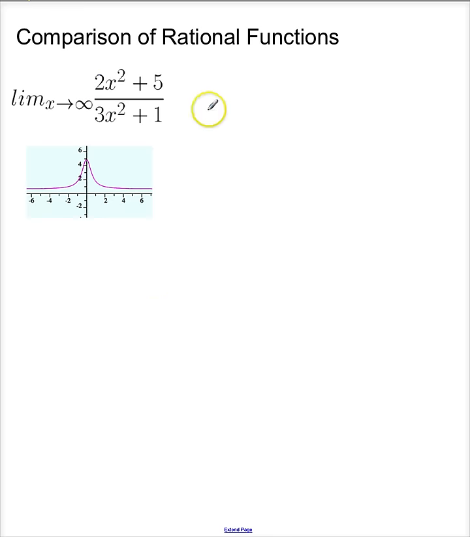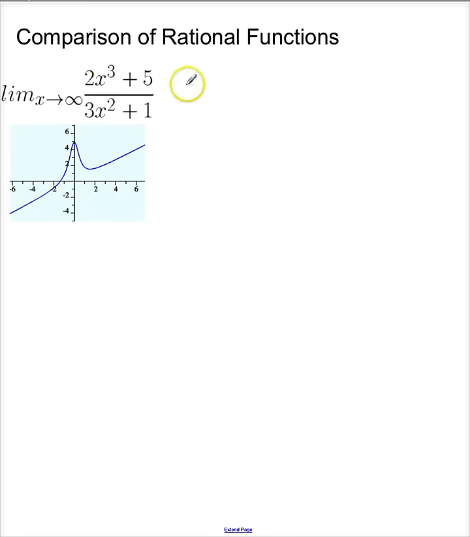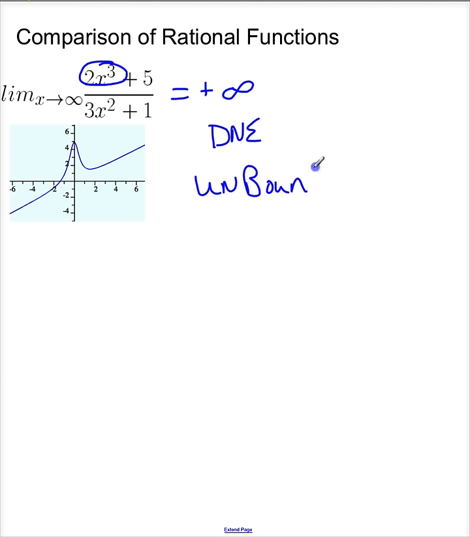Let's look at this one. Oh, we did this one. Let's look at this one. This has a larger degree in the numerator than in the denominator. So as x goes to positive infinity, this is going to approach positive infinity, which again, you remember, just means it does not exist. It becomes unbounded in the positive sense. Now you can see it does have a slant asymptote, and we will do those in class.